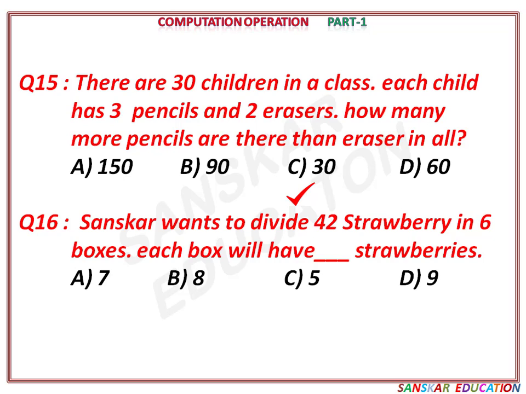Next question. Sanskar wants to divide 42 strawberries in 6 boxes. Each box will have dash strawberries. Options are 7, 8, 5, 9. Option A is the correct answer.